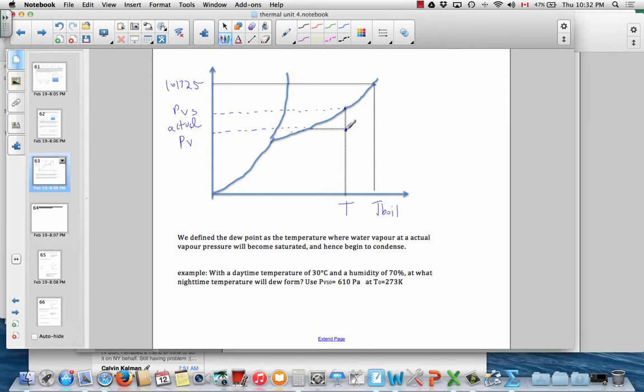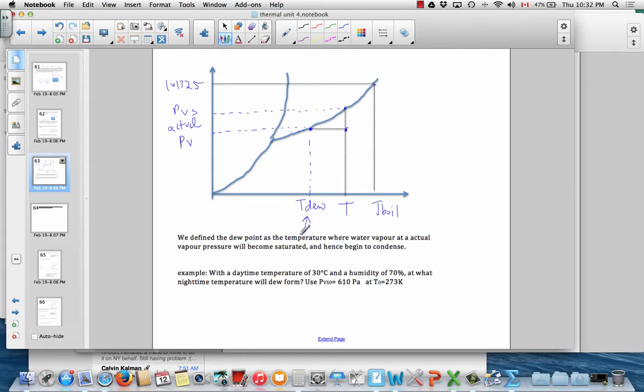So, one way to reach saturation is to just evaporate more water. Another way is for the temperature to drop. And if this air, say it starts to cool off at the end of the day, then the water vapor in the air is going to start to condense when you reach this temperature. This is called the dew point. So the dew point is the temperature at which water vapor, at some less than saturated value, will actually become saturated and therefore start to condense.